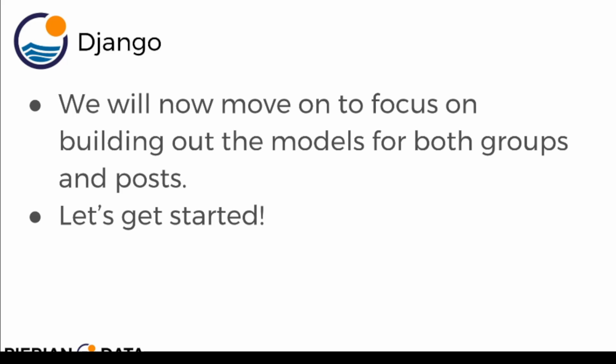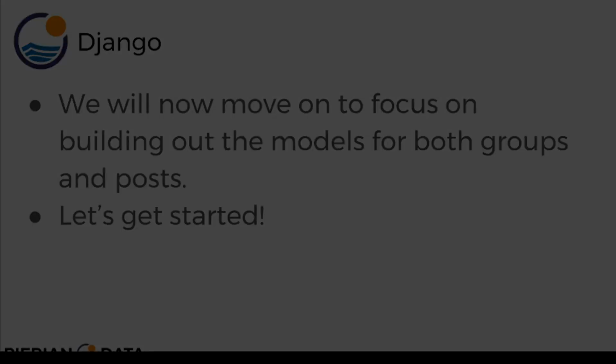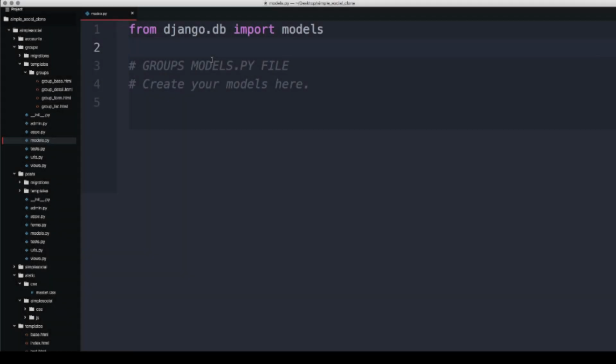What we are going to be doing now, after we have created the directories and files for groups and posts, is actually build out the models.py files for both the groups and posts applications. So let's get started. The first models.py file I'm going to be working with is the groups models.py file. Once this one is ready to go, we will move forward to the posts models.py file.